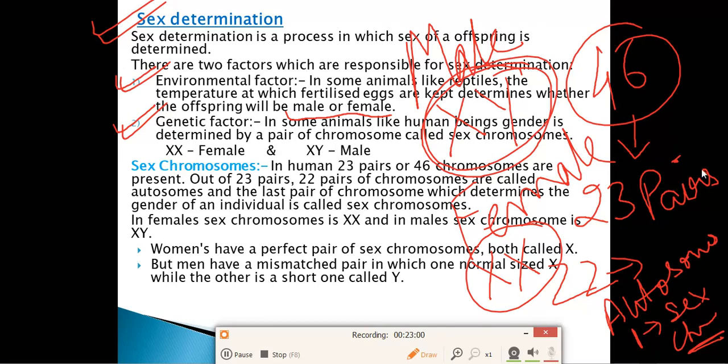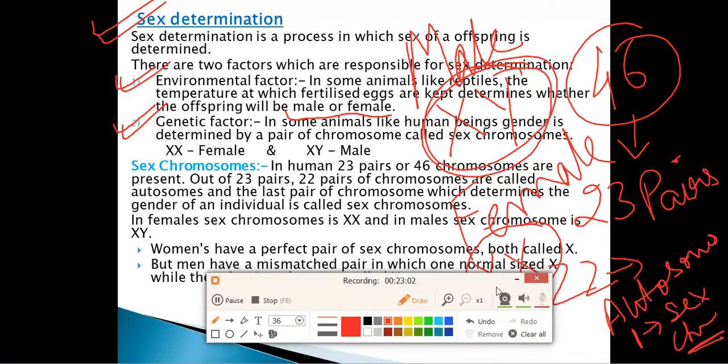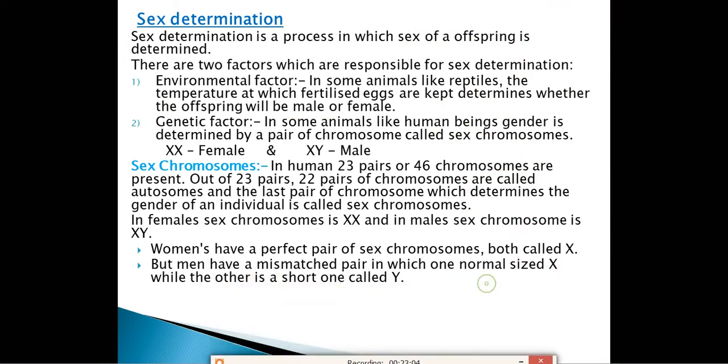So now let's read about the sex chromosomes. In reptiles, environmental factors play an important role in whether the given offspring will be a male or a female. But in humans, genetic factor plays an important role, right? In human beings, how many pairs of chromosomes are there? 23 pairs. Remember that. Out of 23 pairs, 22 pairs are called autosomes, and one pair of chromosomes which determines the sex of the given offspring is called the sex chromosome.